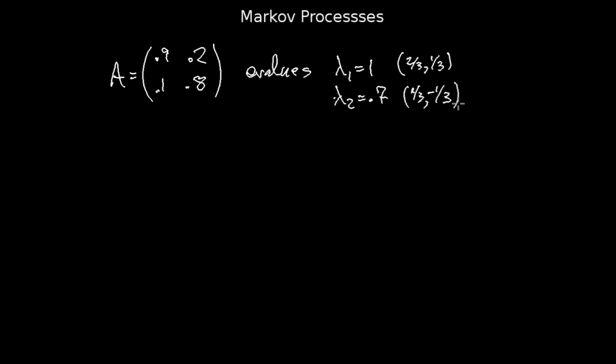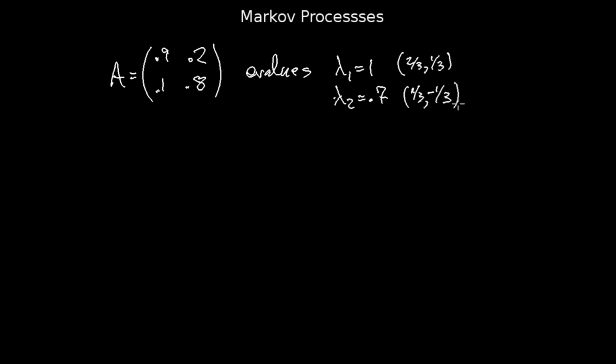All right, so let's compute these powers. So this is our matrix A. And if you compute the eigenvalues by taking the determinant of A minus lambda and so on, you find that it has two eigenvalues. Lambda 1 is equal to 1, and lambda 2 is equal to 0.7. For lambda 1, the eigenvector is 2/3, 1/3, and the other one is 1/3, minus 1/3.